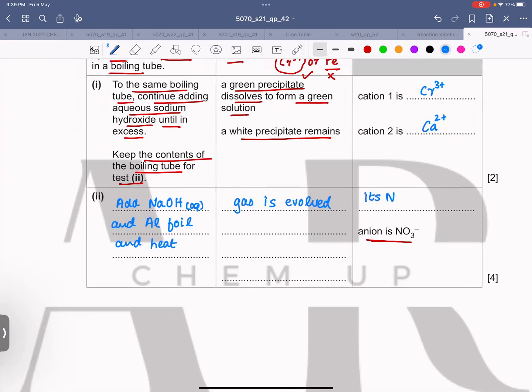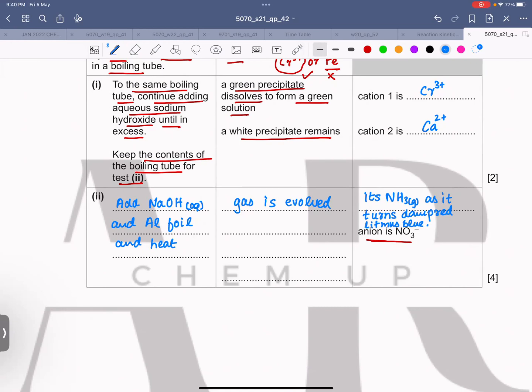it's ammonia as it turns damp red litmus blue. Is this clear?